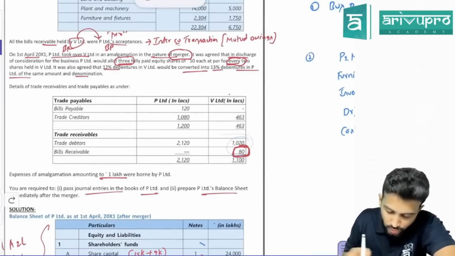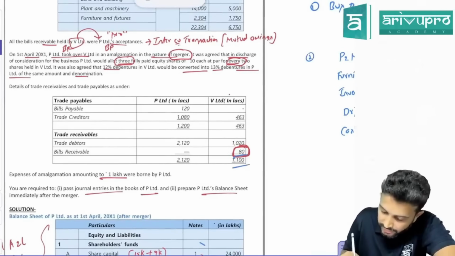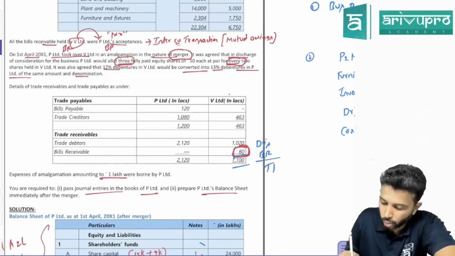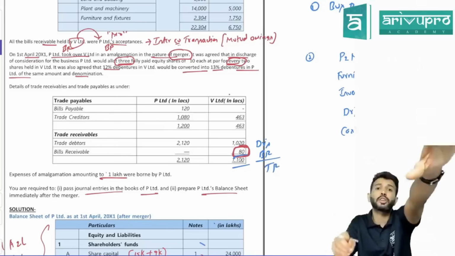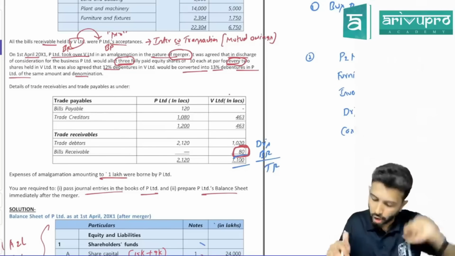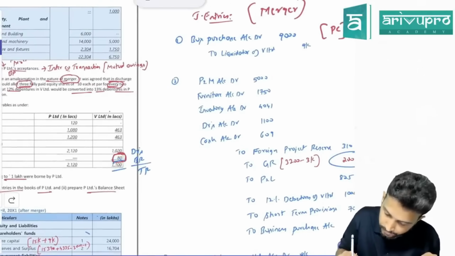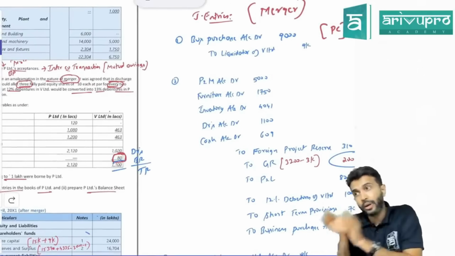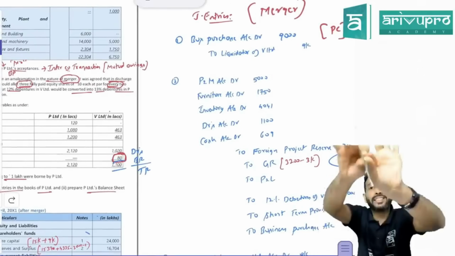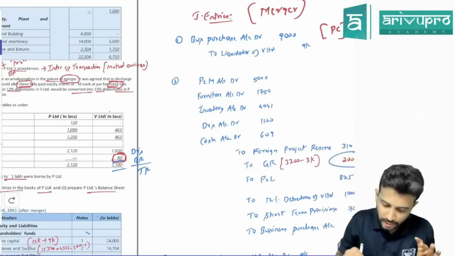Of this, 1,080 is debtors and 80 is bills receivable. Put together, debtors and bills receivable, we show it as trade receivables in the balance sheet. So I have taken over the full 1,100. That means I've already taken over debtors. First take over and then cancel the mutual owings. Same thing for creditors also.